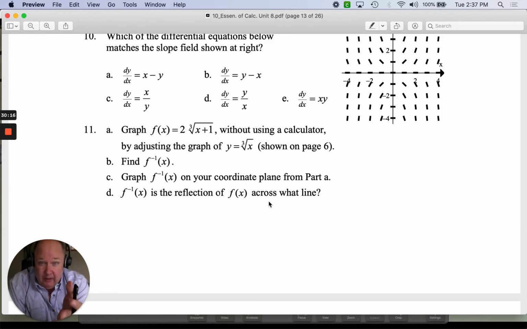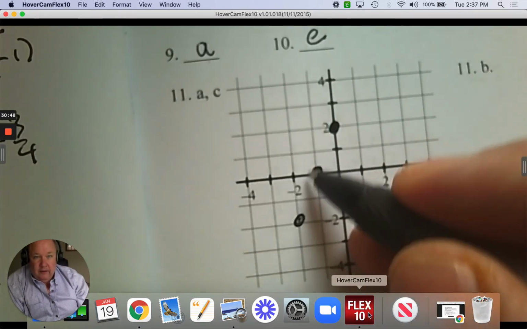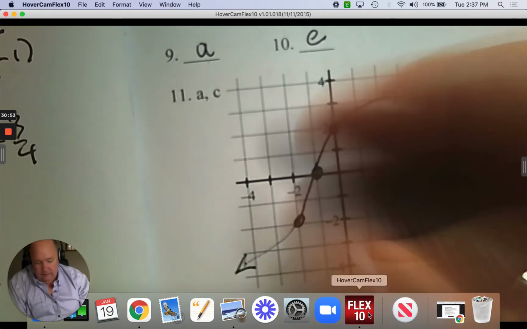Number 11, can you graph a cube root? So I see -1 and 0 is a place to start. So start at -1, 0, and then adjust it. If I plug in 0, the answer is 2. If I plug in -1, the answer is 0. Sorry, if I plug in -2, the answer is -2. So here's what I got. So there's the point of inflection. And this is what it's going to look like if you graph it.